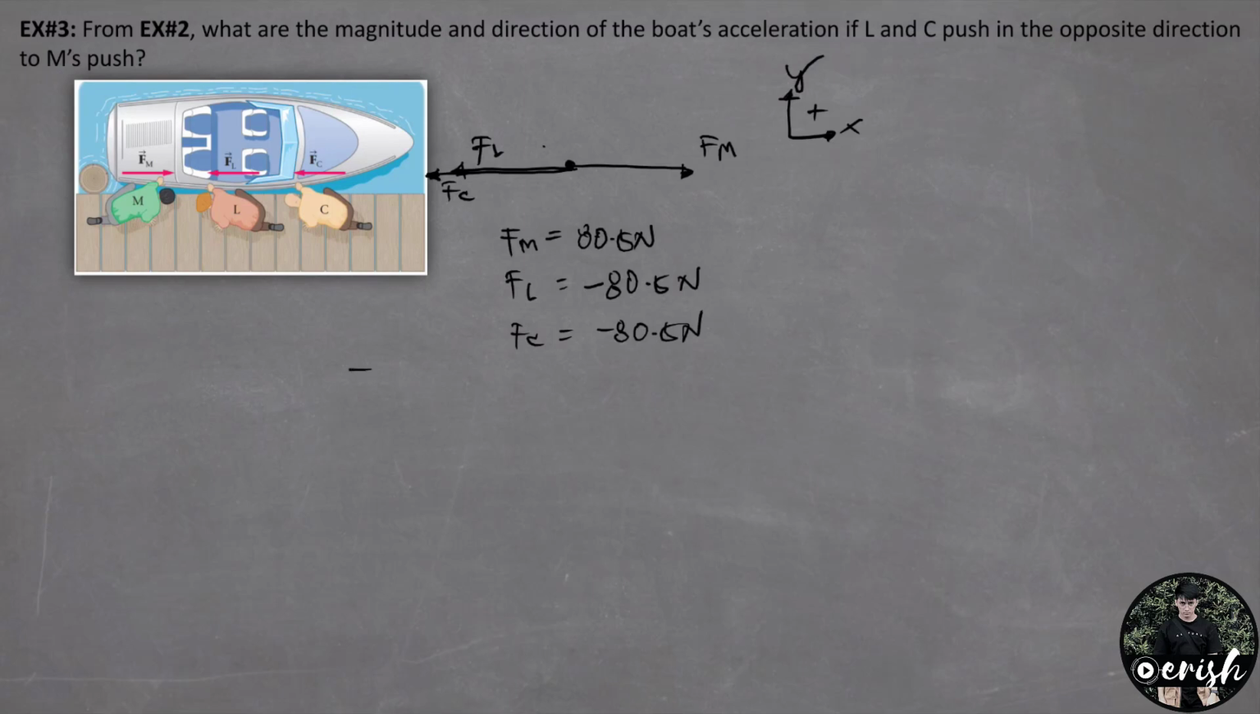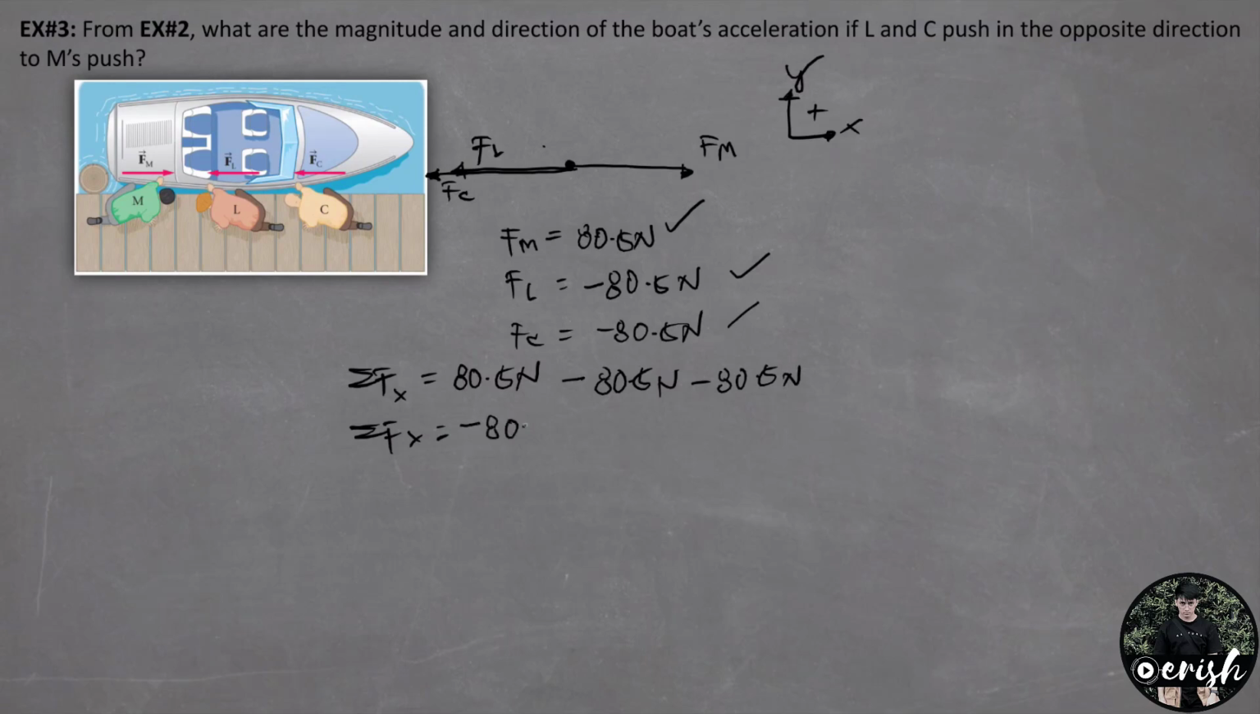Solving for the net force acting on the boat, we have 80.5 N (F of M), ito yun, minus F of L, 80.5 Newton, minus F of C, 80.5 Newton. And the net force now is equal to negative 80.5 Newton. And ito na ngayon yung bagong value ng net force natin.